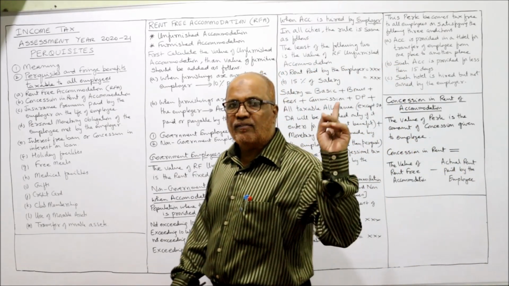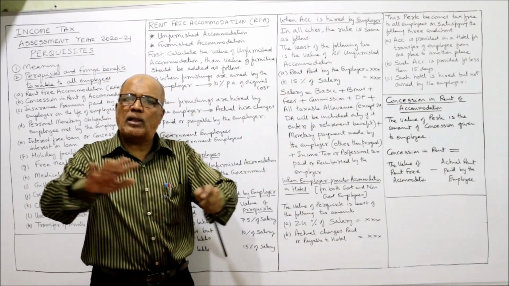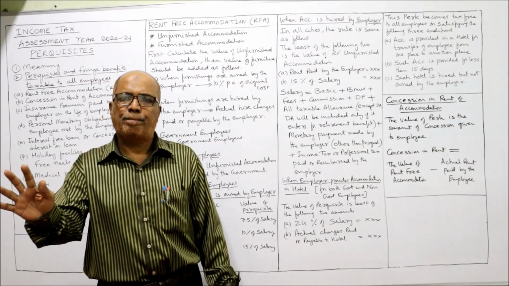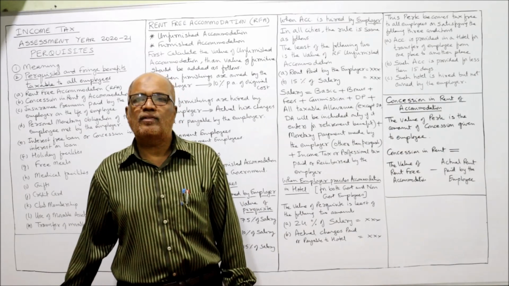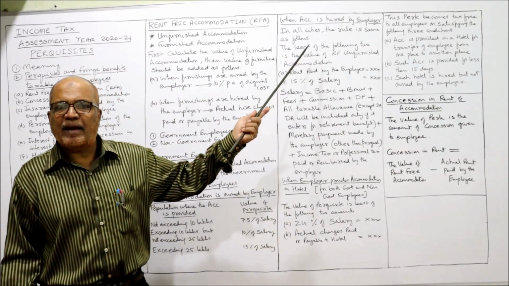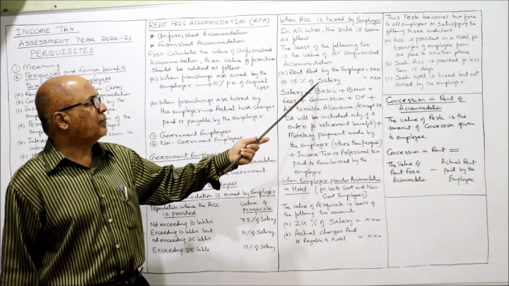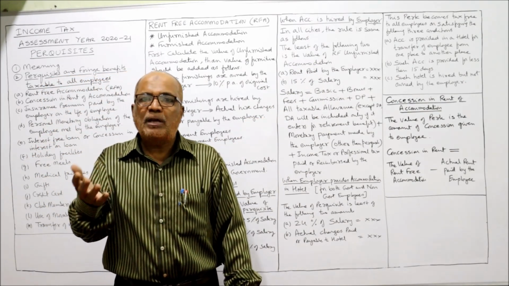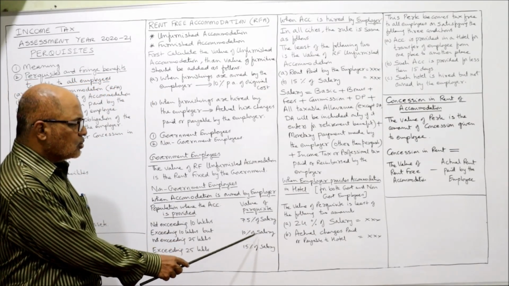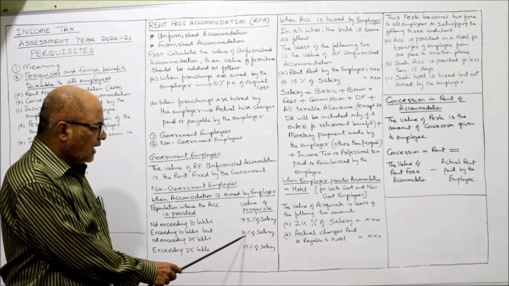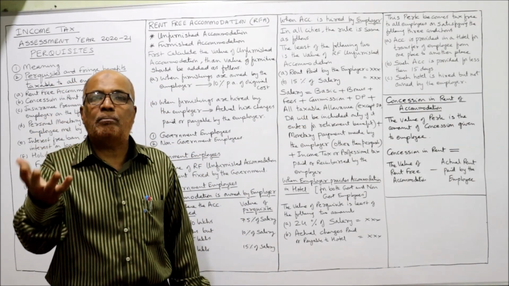That's all. Now, if the accommodation is hired by the employer, in that case, for all the cities, no exception, the least of the following two is the value of the perquisite. First one, rent paid by the employer. Second, 15% of salary. Now the question is, what do you mean by salary? Because in all these cases, you can see salary is used: 7.5% of salary, 10%, 15% of salary. Now the question arises, what do you mean by salary?